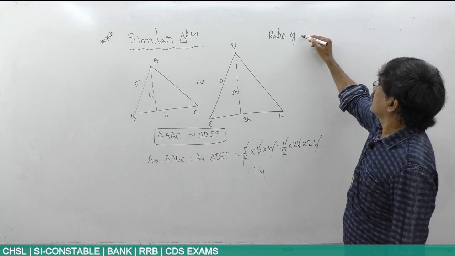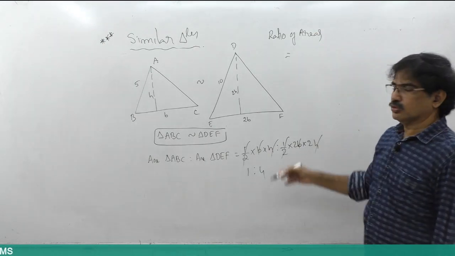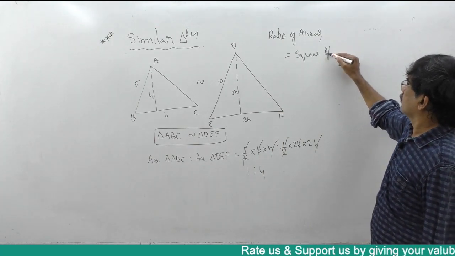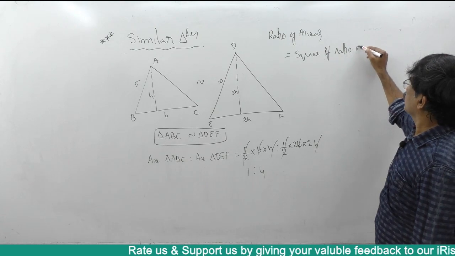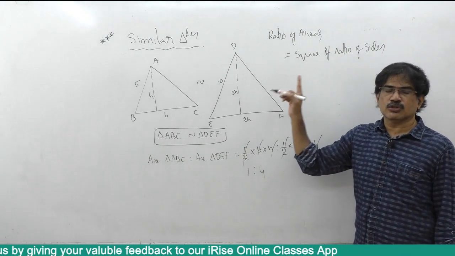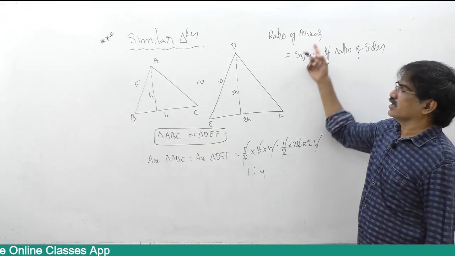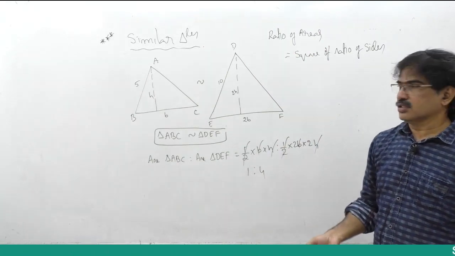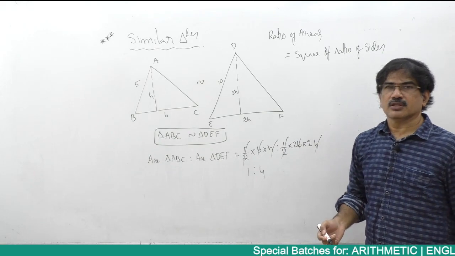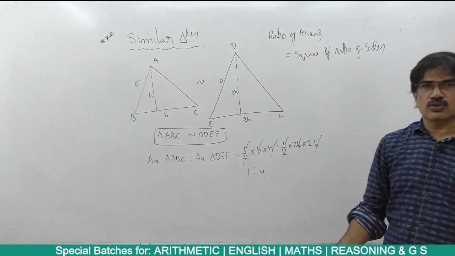Ratio of areas is equal to the square of the ratio of sides. If the ratio of sides is 1:2, the areas ratio is 1:4. If the ratio of sides is 1:3, if this is 5, this is 15 centimeters, let it be, then the ratio of areas is equal to 1:9.